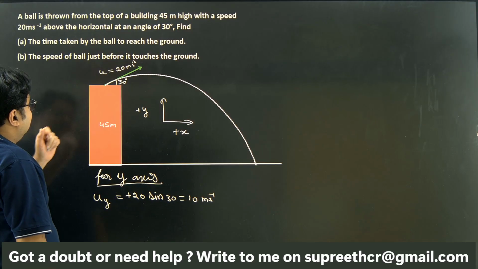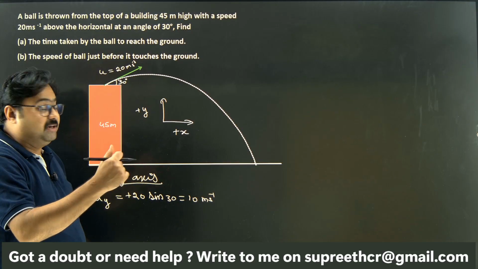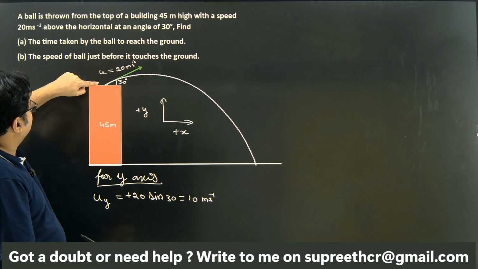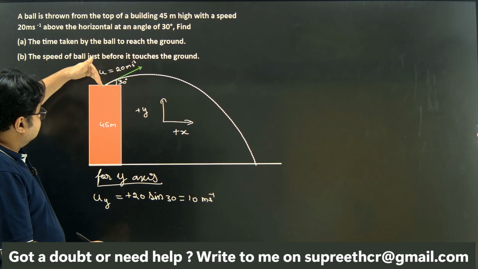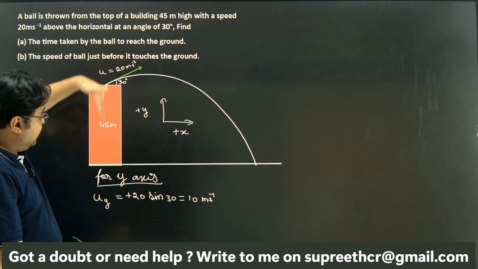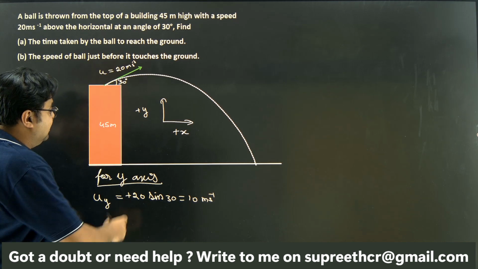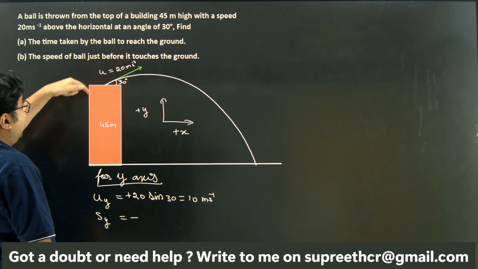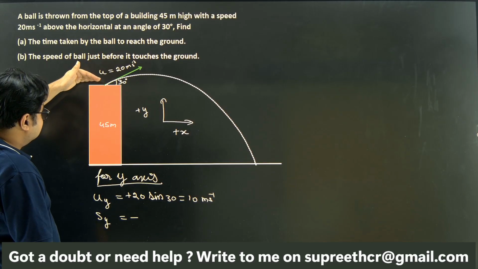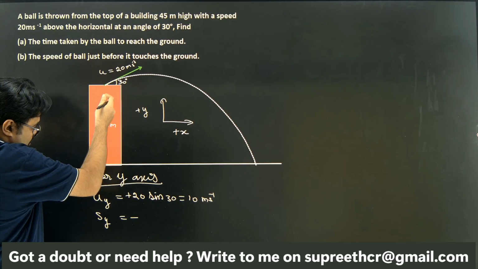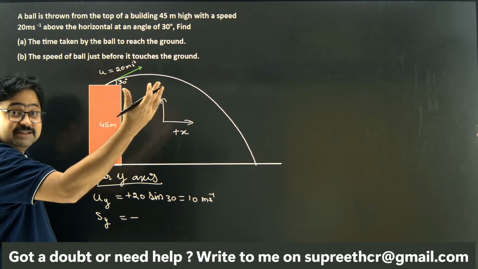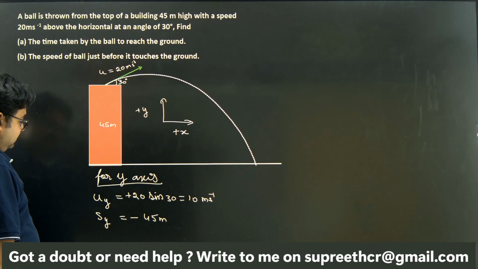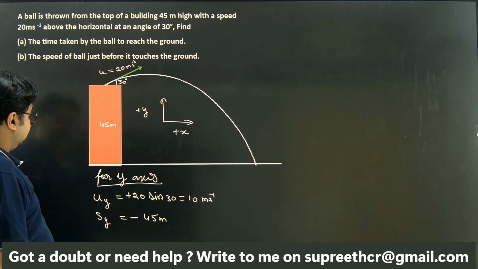Great. And what is its displacement? Don't you think the initial position of the ball is here and it's going to fall down to the ground? If it's going down, displacement is in the downward direction, which means displacement along the y-axis is negative. And how much does it fall down? It falls down to a depth of 45 meter if you're standing at the top. So it's minus 45 meter, dear friends. That's the displacement along the y-axis.